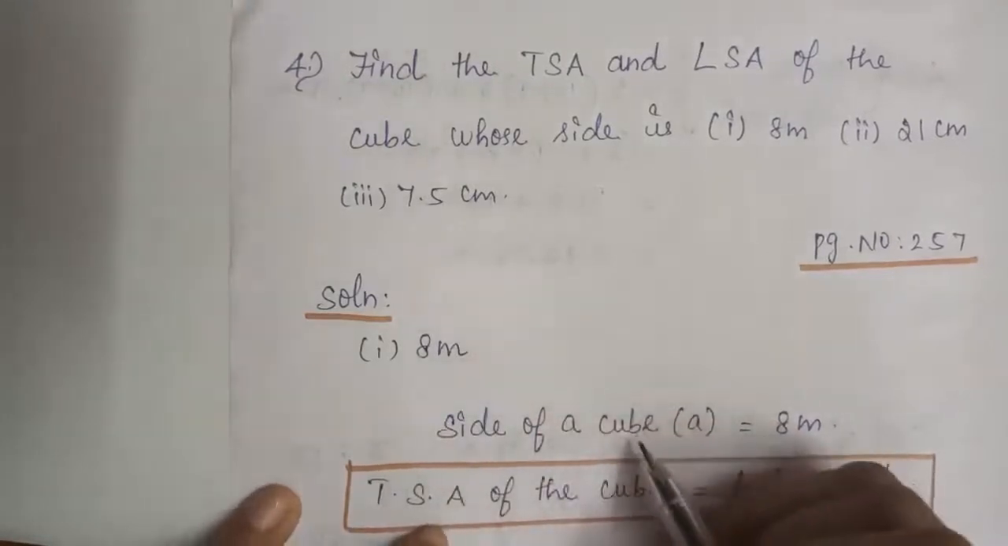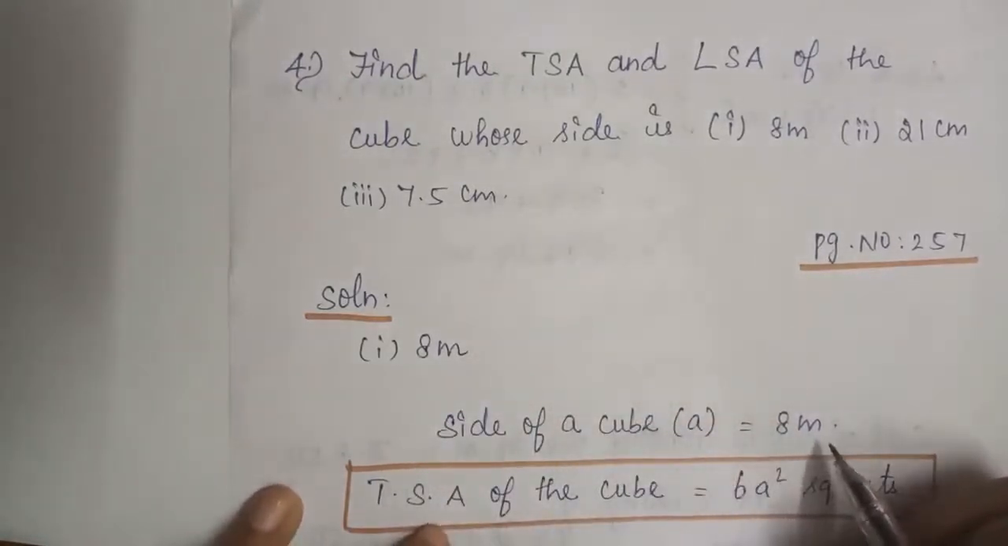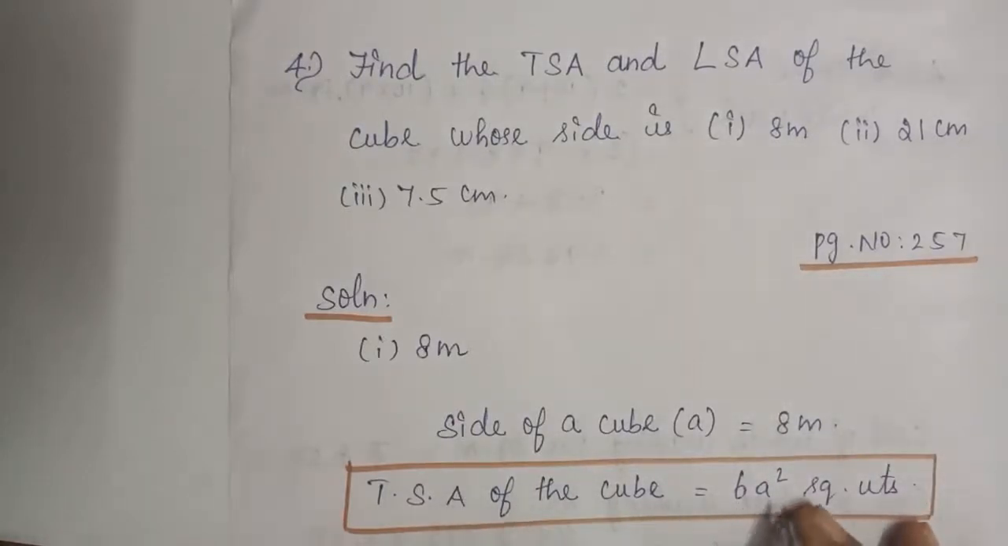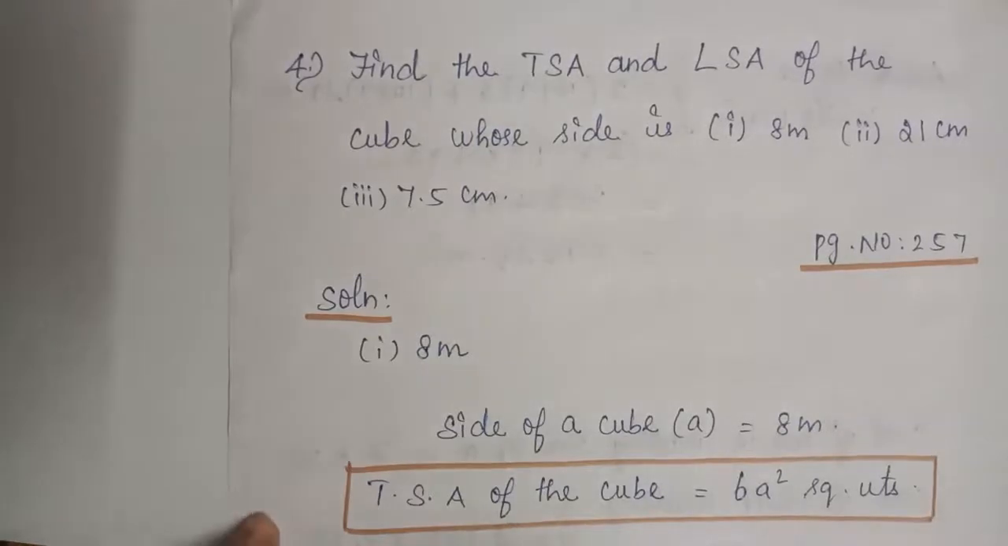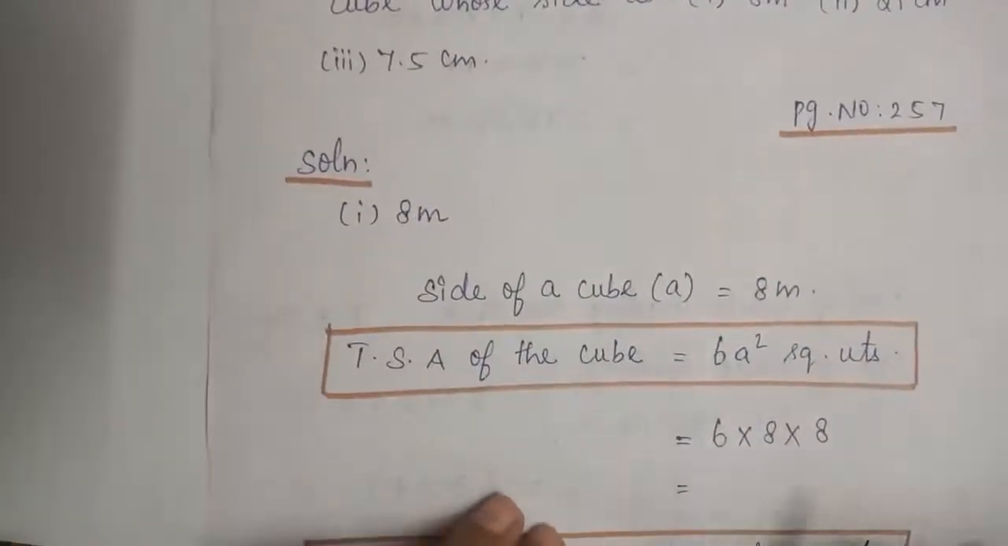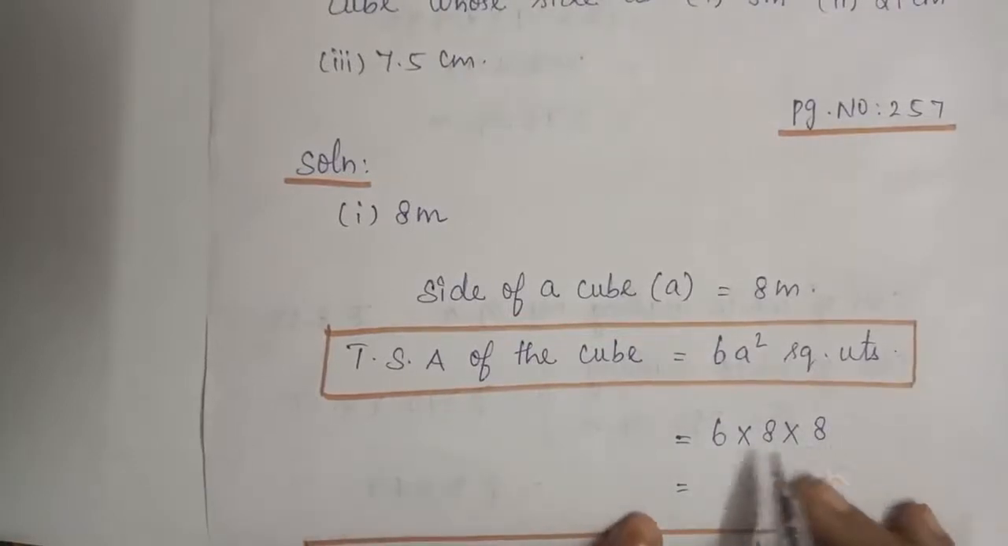So side of the cube A is equal to, given, 8 meter. We know the formula for total surface area of the cube is equal to 6A square, because it has 6 sides and all the sides are equal. So which is equal to 6A square units, which is equal to 6 into 8 into 8. 8 eights are 64.